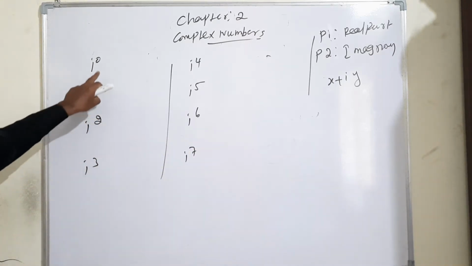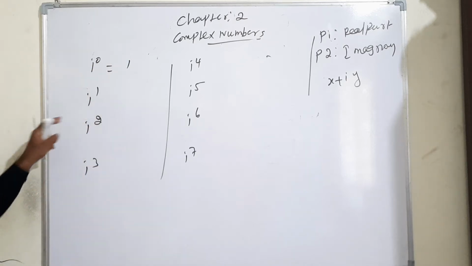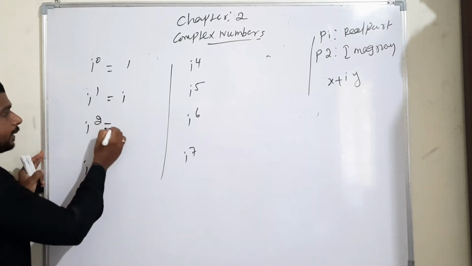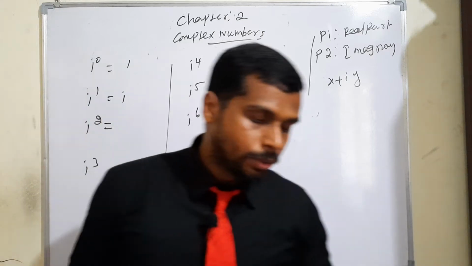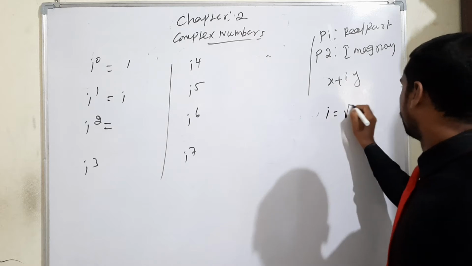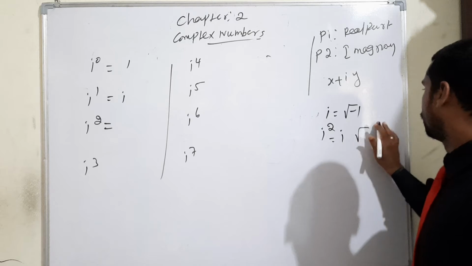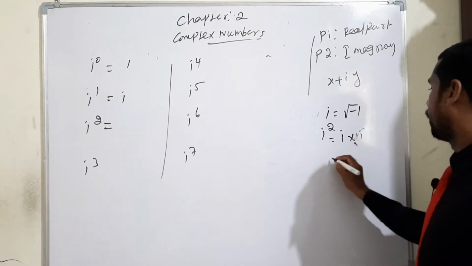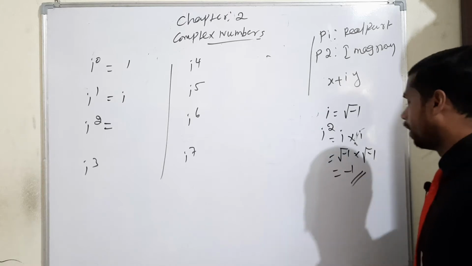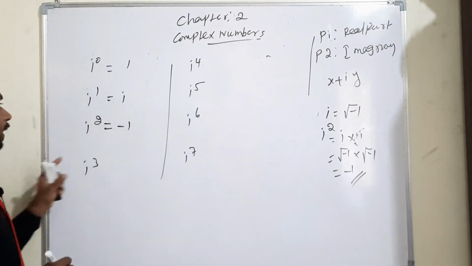Now i to the power 0, already you know the value will be 1. Then i power 1: anything to the power 1 means the same value is repeated, so i is there. What is the meaning of i square? Already I told you, i is denoted for root of minus 1. So i square means i into i, which means root of minus 1 into root of minus 1. Root of minus 1 squared gives minus 1. Therefore, i square is equal to minus 1.